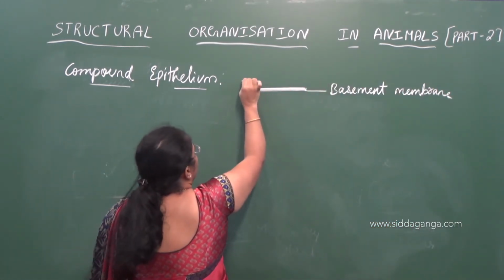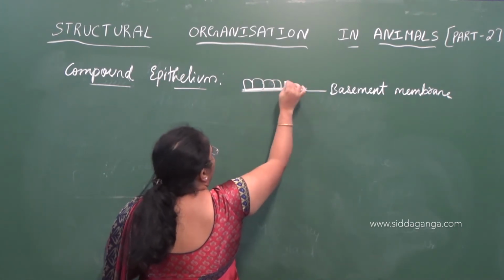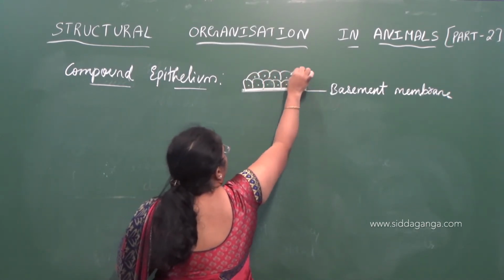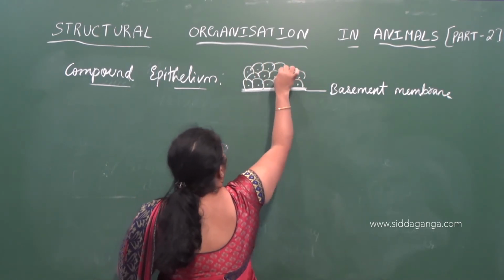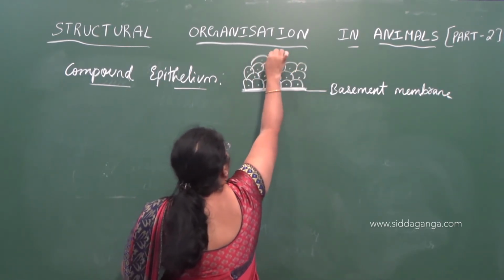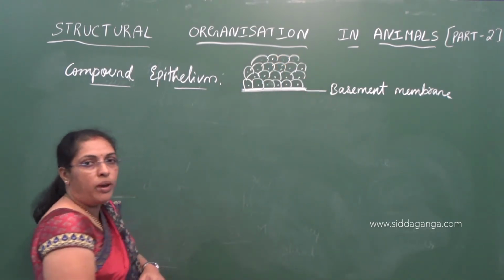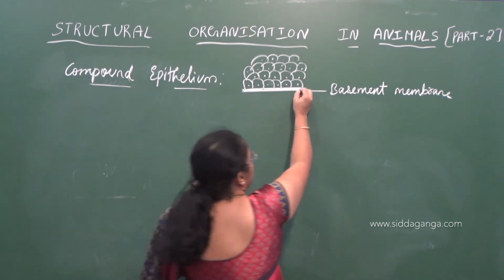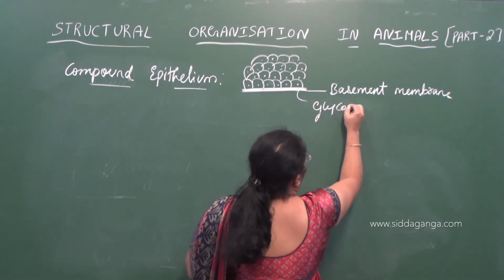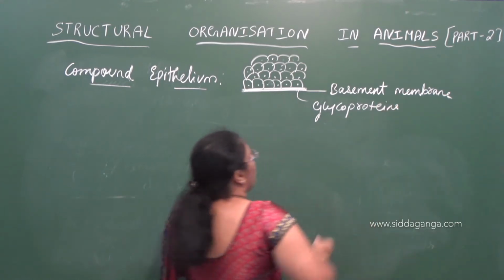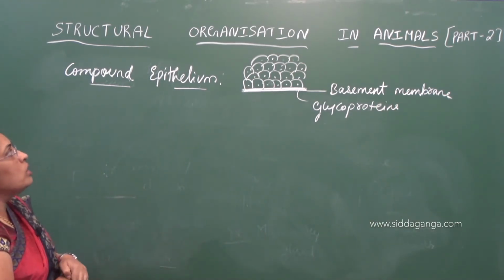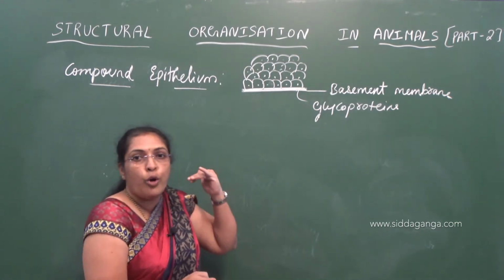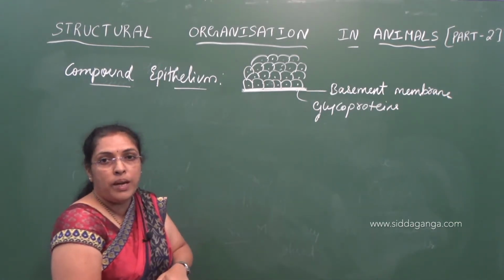On that we see the arrangement of cells. So one layer, so like this, when two or more layers of cells lie above the basement membrane, this basement membrane contains glycoproteins released by the epithelial cells. Understood? So that type of epithelium is called compound epithelium. So compound epithelium will have two or more layers of cells lying above the basement membrane.